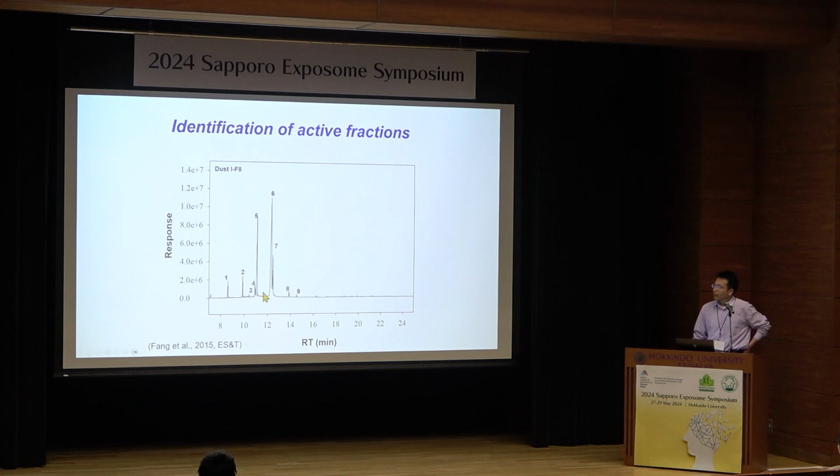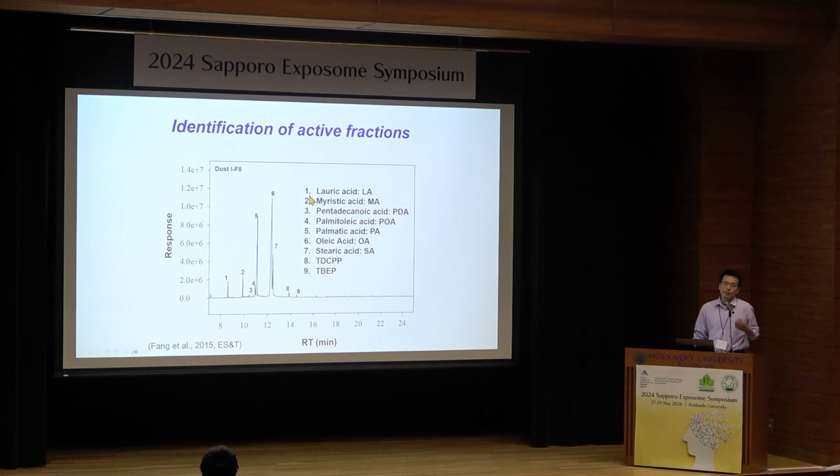Here we see very nice 9 peaks. Of the 9 peaks, we identified the first 7 as fatty acids. The last 2: one is a flame retardant, the other is a plasticizer. I was extremely excited. I emailed this result to my supervisor very late in the evening. I said I have found something, and the chemicals are TDCPP and TBEP. I'm so excited. On the next day, I tried these 2 chemicals in my bioassay. There's no activity at all.